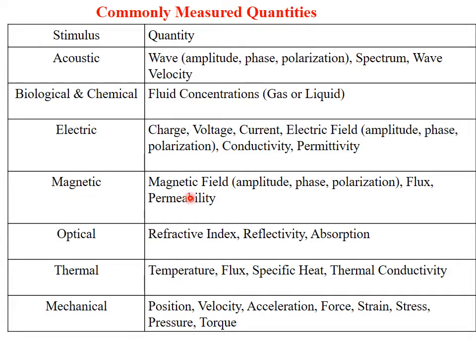Magnetic can be measured through magnetic field, flux, permeability. Optical measurement can be with refractive index, reflectivity and absorption. Thermal measurement can be temperature, flux, specific heat, thermal conductivity. Mechanical measurement like motion can be position, velocity, acceleration, force, strain, stress, pressure, torque, etc.